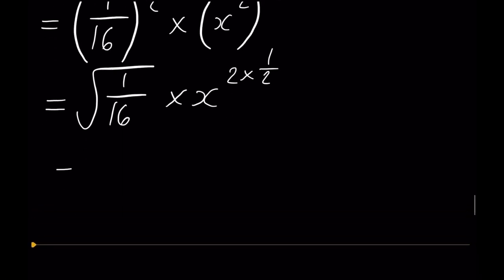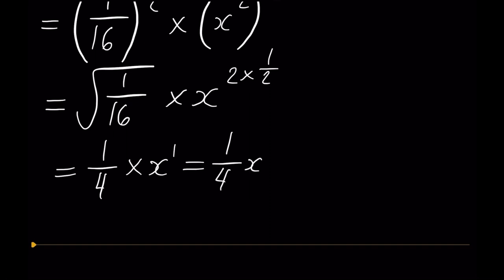and then this simplifies to 1 over 4, because the square root of 1 is 1, the square root of 16 is 4, times, and then 2 times 1/2 is 1, so we get 1/4 times x to the power 1, which is equal to 1/4 times x.